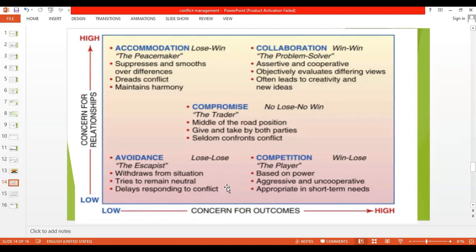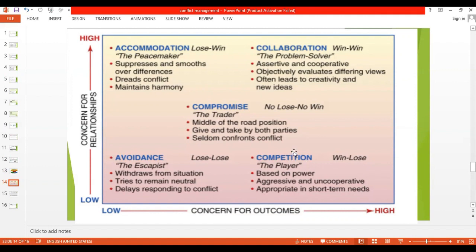So next is competition. This is an example of a win-lose situation. In this situation, force or the use of power occurs. It sets up a type of competition between you and your opponent. Typically, competition is used to resolve conflict when one person has more power in a situation than the other.